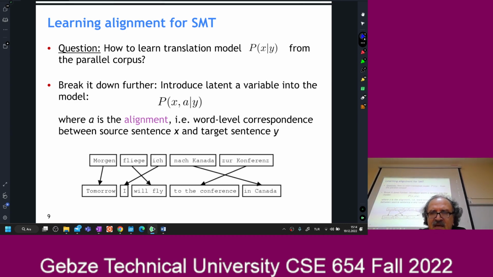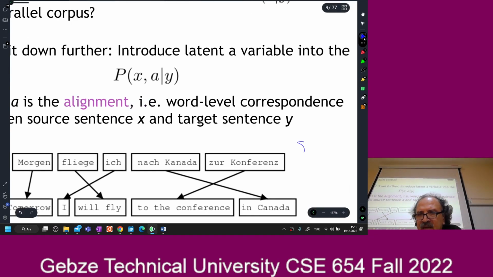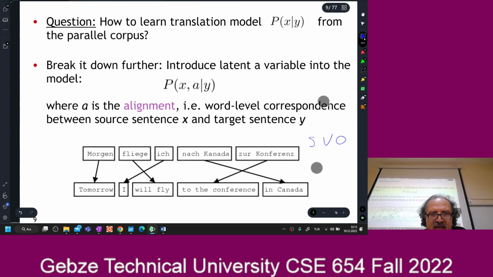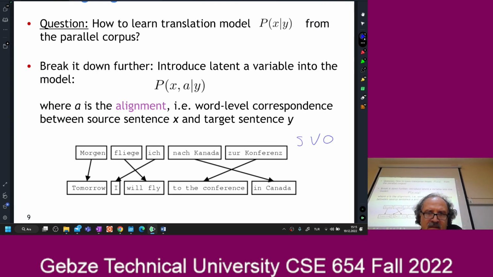It looks like English is a subject, verb, object language. I will fly to Canada. German is kind of different. "Morgen fliege ich": fly is before I, right? So it is verb, subject, object. Turkish is "Ben Kanada'ya uçacağım." It is subject, object, verb, right?